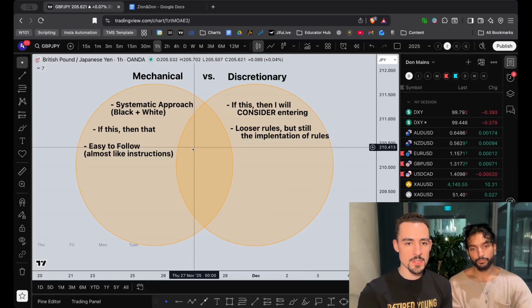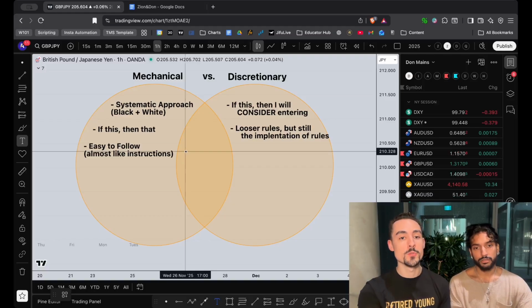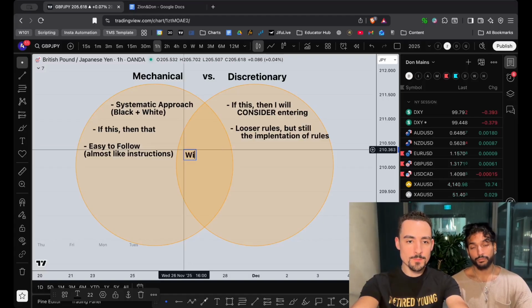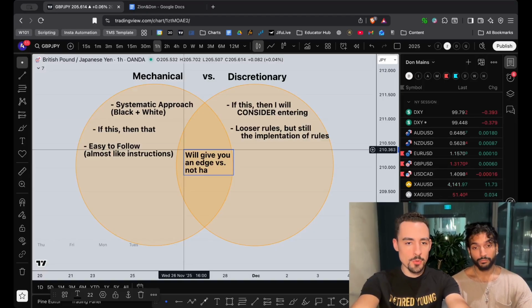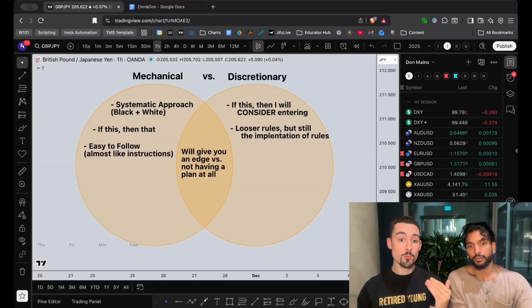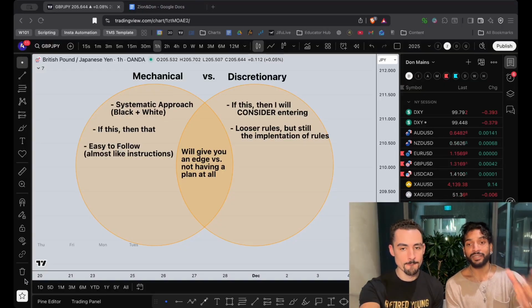And I think ultimately where there's the overlap is that defining a mechanical or discretionary system will increase profitability. It will give you an edge versus not having a plan at all. So they're both good, and where there's the overlap is both will, can, and do give you an edge over not having a plan or approach at all. And with that being said, hopefully this gives you a better idea of the difference between a mechanical and a discretionary approach to the markets.